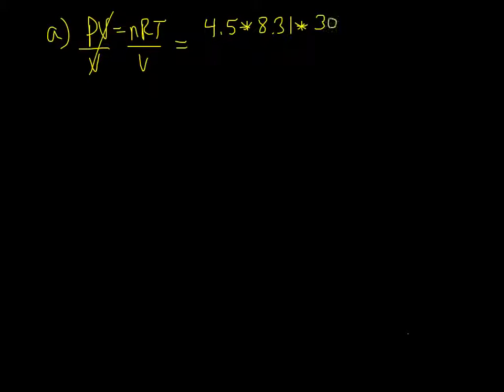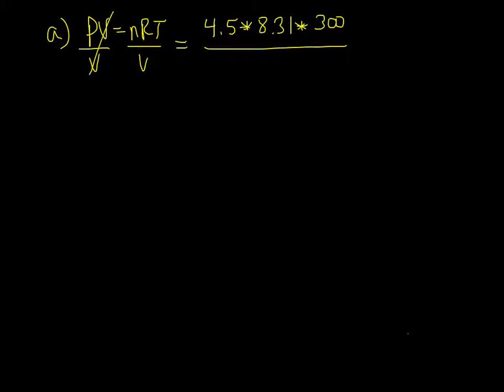So notice we were given the volume, the number of moles, and the temperature, so we can just use the ideal gas law, PV equals nRT, and just solve for P. So divide both sides of the equation by V. So the pressure equals n, the number of moles, which is 4.5, times R, the ideal gas constant, 8.31, times the temperature, given in kelvins, which is 300.